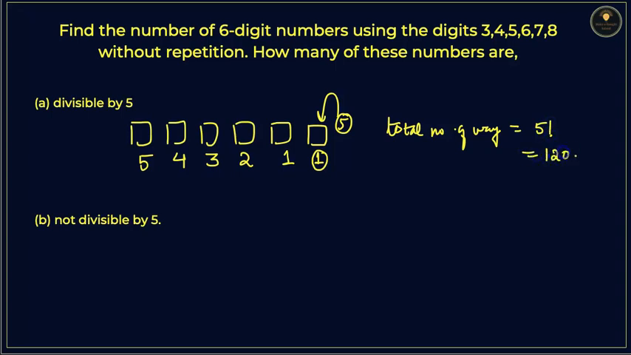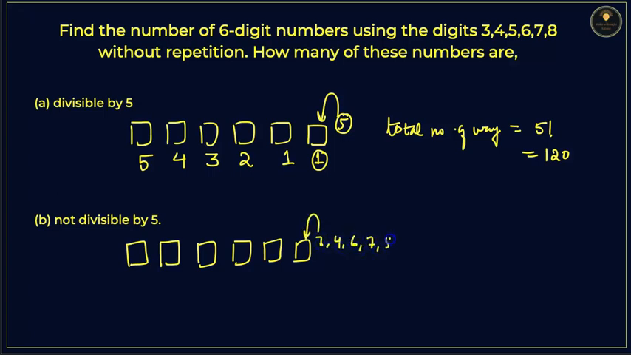is equal to 120. Now the number is not divisible by 5, which means that we have to take again 6 digits. For that we have to take 6 boxes, and in the last box you can fill 3, 4, 6, 7, 8, but you can't fill 5, because if you fill 5, you will get a number that is divisible by 5.